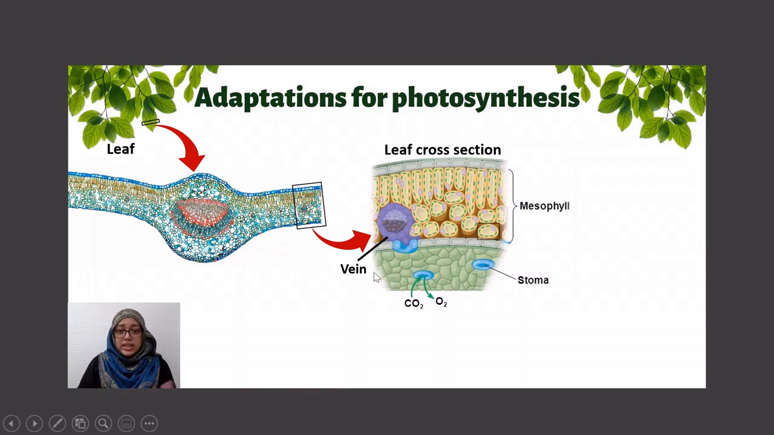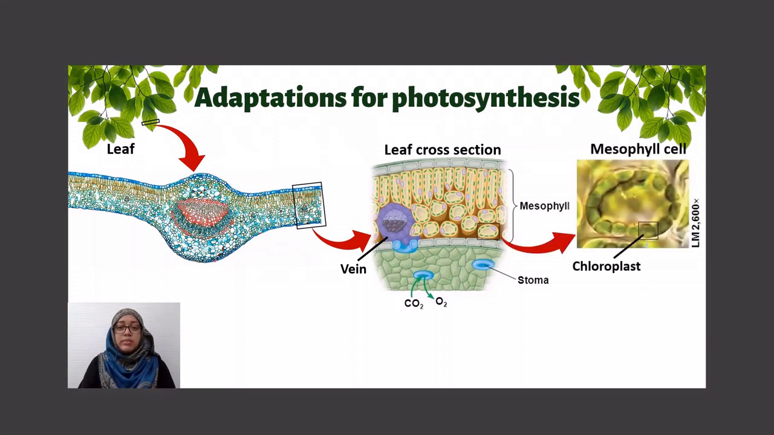And lastly, if you look at any leaf, you would find lots and lots of stomata on the underside of the leaf as well, and this allows for a way in which gases can be exchanged within the leaf and the atmosphere too. Now let's look at just one of these mesophyll cells.